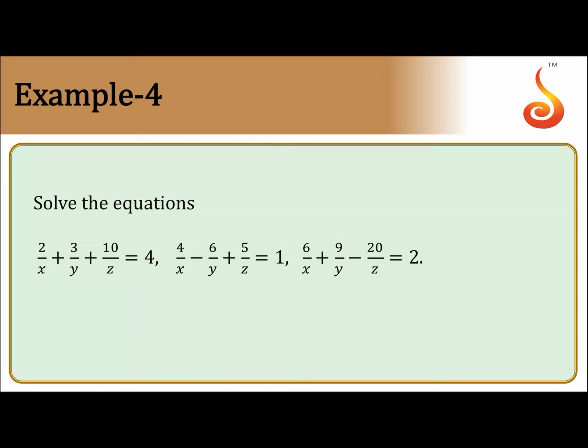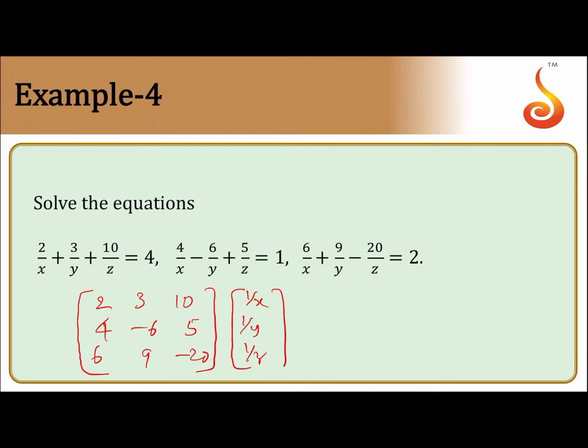I would rewrite this system in the matrix form like this. The coefficients are 2, 3, 10, and the second equation's coefficients are 4, minus 6, 5, and the third one 6, 9, minus 20. Multiplied by 1 by x, 1 by y, 1 by z, and that is equal to 4, 1 and 2. This is in the form AX is equal to B, where this is the A matrix, this is the X matrix, and this is the B matrix.